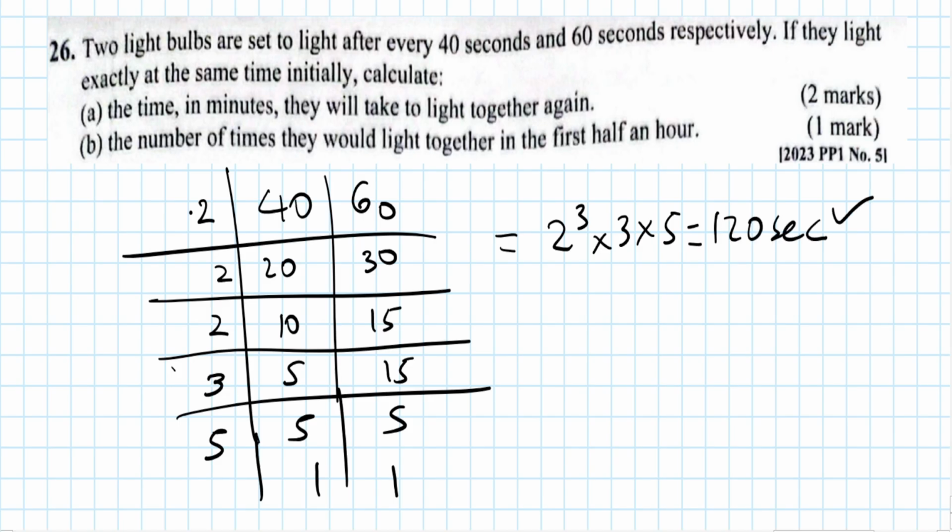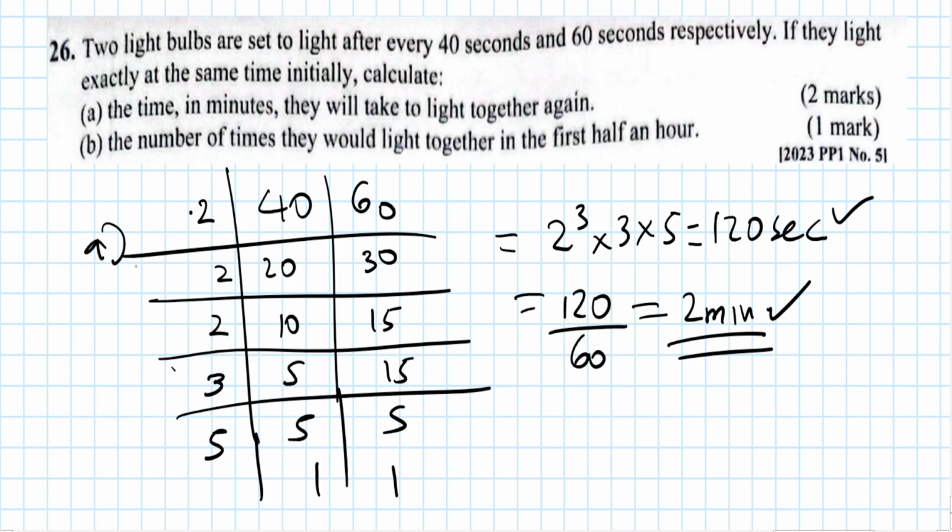So the time in minutes. 120 seconds is how many minutes, by the way? So you just divide by 60 because 1 minute is equal to 60 seconds. Divide by 60, you get 2 minutes. That's your answer. That is question A.